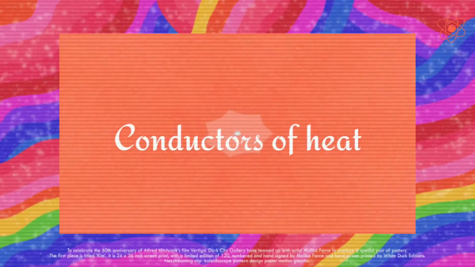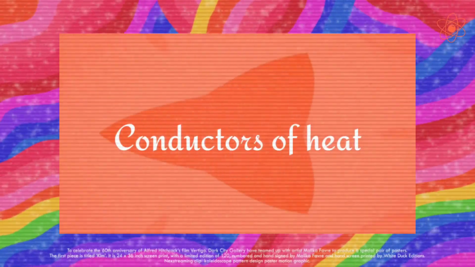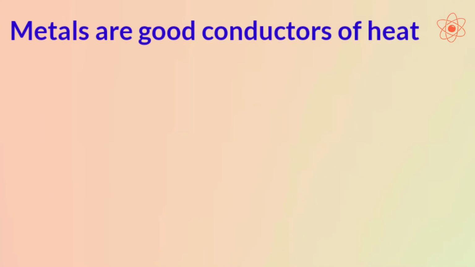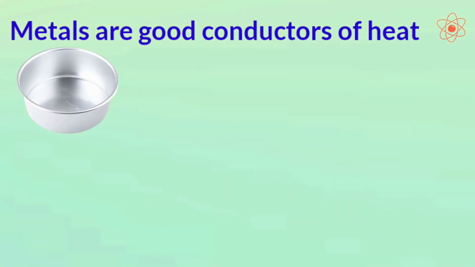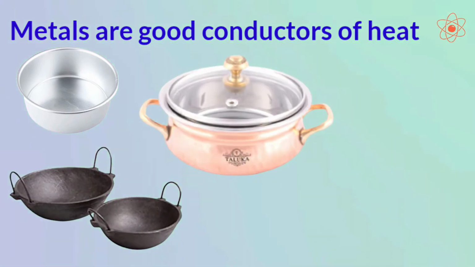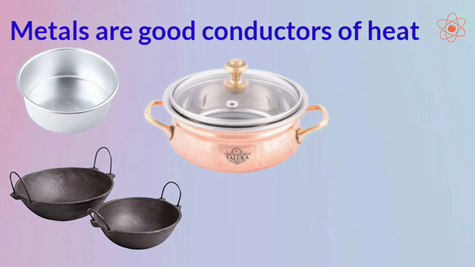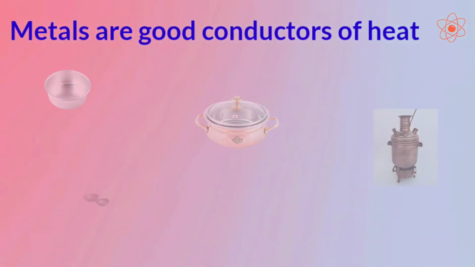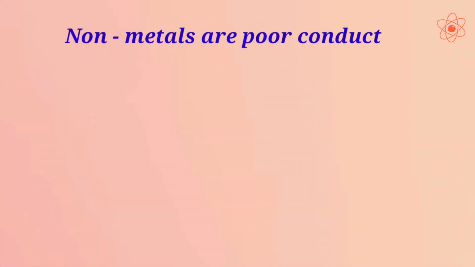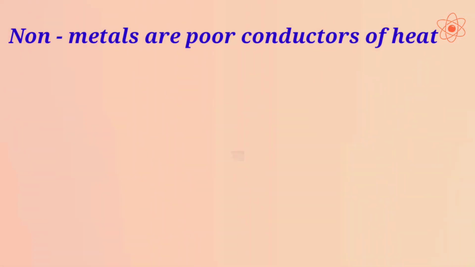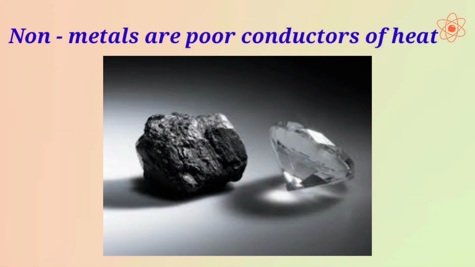Now next property, conductors of heat. Metals are good conductors of heat except bismuth. For this reason, metals like aluminium, iron and copper are used for making utensils and water boilers. Silver is the best conductor of heat. Non-metals are poor conductors of heat. Diamond, a form of carbon, is the only non-metal that is a good conductor of heat.